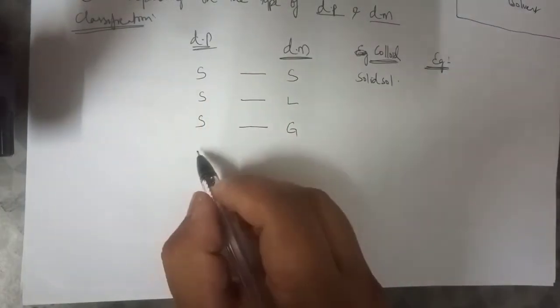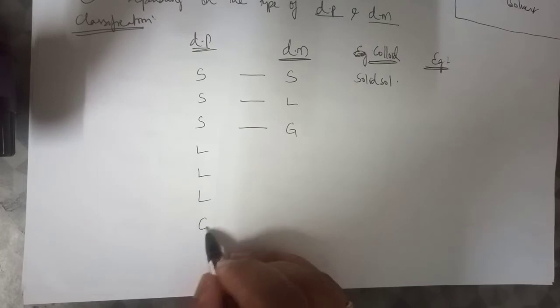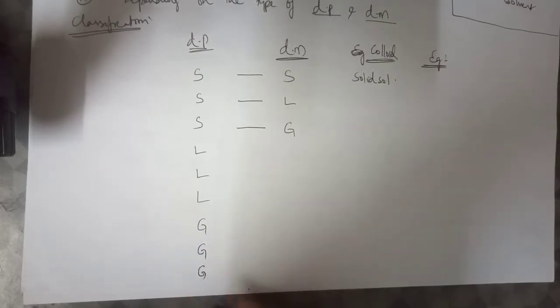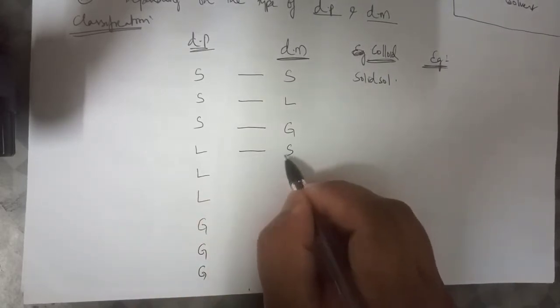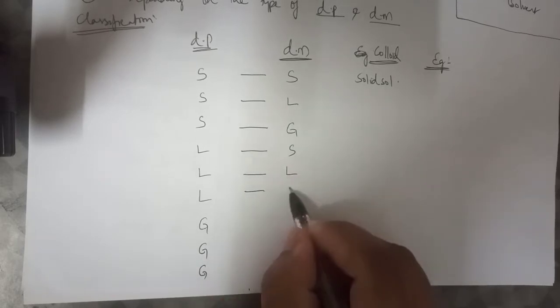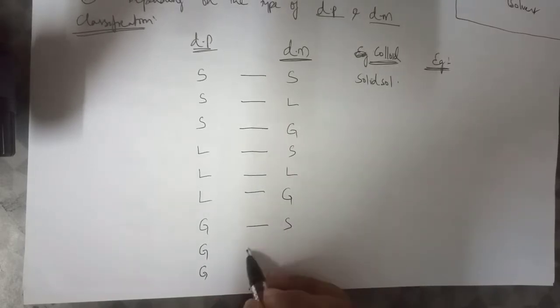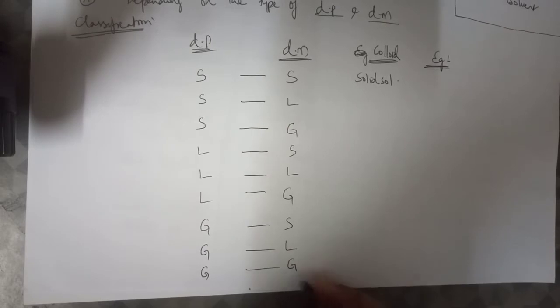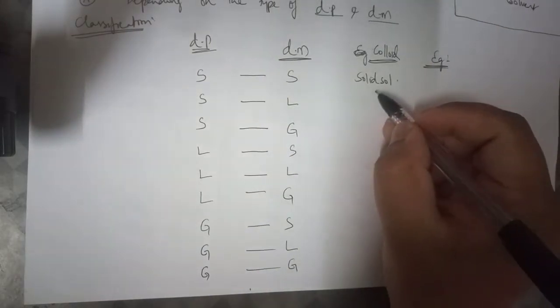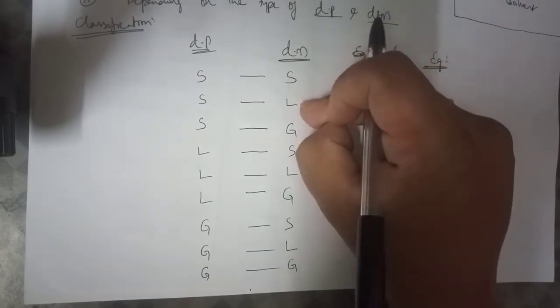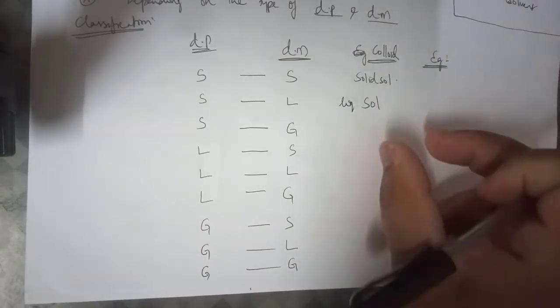Okay, let me write all the things. If this is solid, next would be liquid, liquid, liquid. Next would be gas, gas, and gas. For this also the combination is solid, liquid, and gas. So solid sol, and whenever you see liquid, we generally term it as sol. Maybe liquid sol also, no issues, but generally we term it as sols.